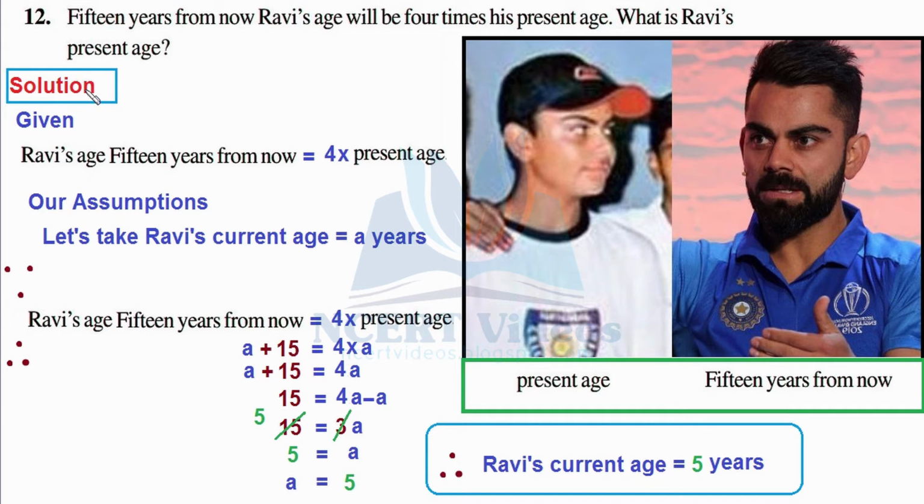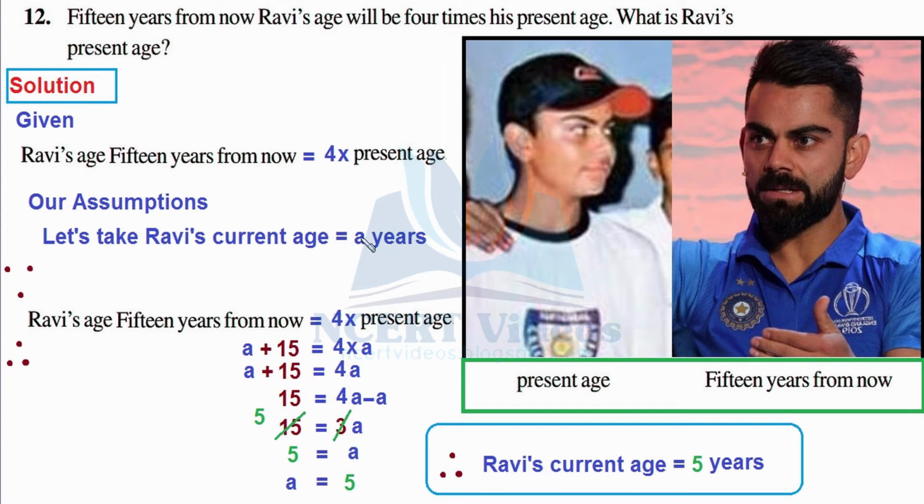Now let's try to solve the problem. So first of all, we will write the given statements. We are given Ravi's age 15 years from now, it will be equal to 4 times his present age. So by now it is very clear that we have to assume his present age because everything is given in terms of his present age. So our assumption goes like this. Let's take Ravi's current age equal to A years.